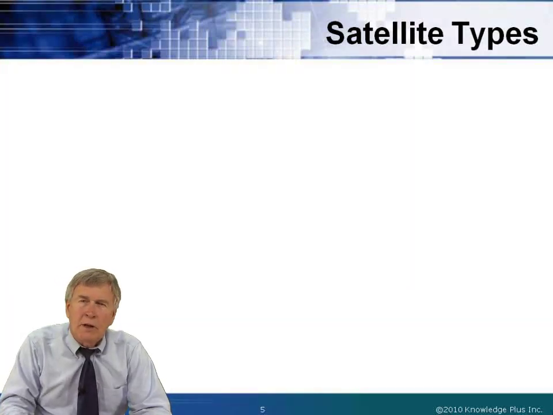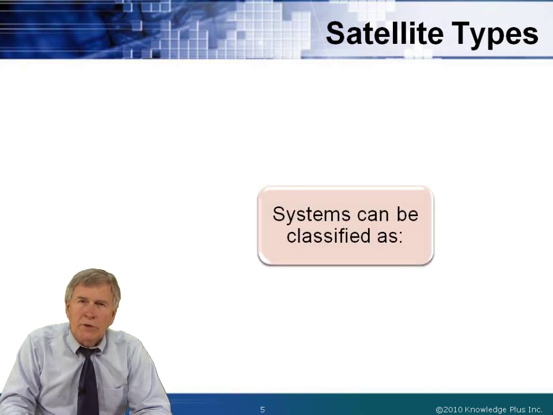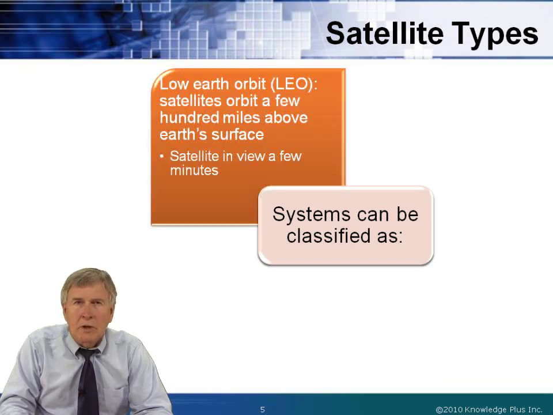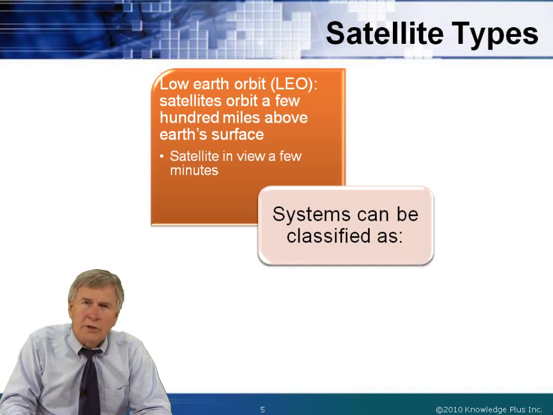Let's talk about different satellite types. Satellites are generally classified as low Earth orbit. A low Earth orbit satellite is in an orbit just a few hundred miles above the surface of the Earth. It has to be a few hundred miles above the surface of the Earth to be safely out of the remnants of the Earth's atmosphere. As a result, the satellites are in view from a point on the surface of the Earth only a few minutes during a single orbit.